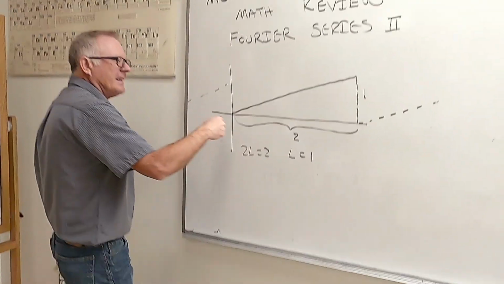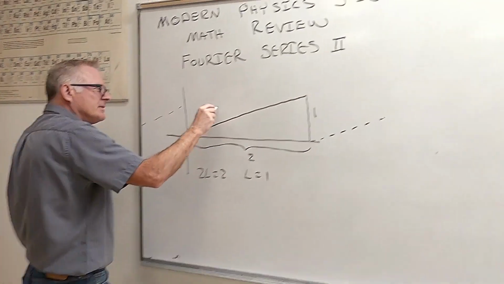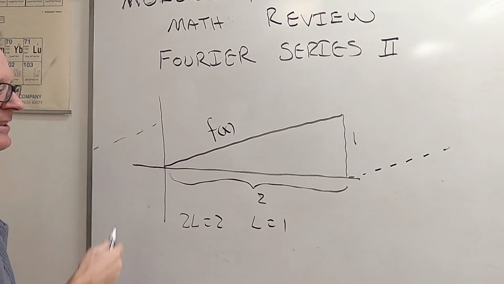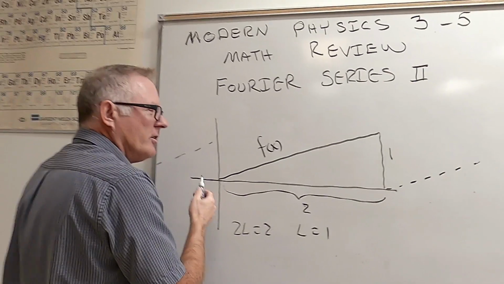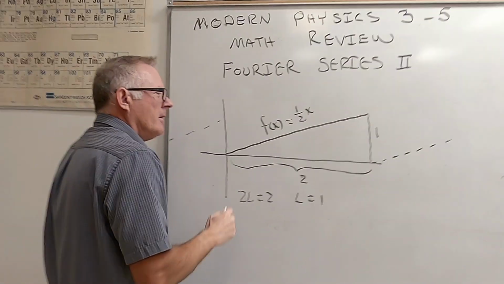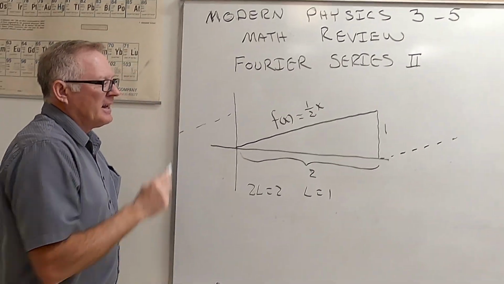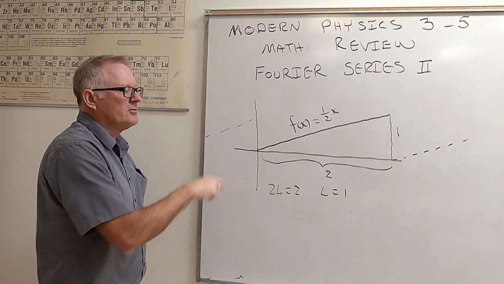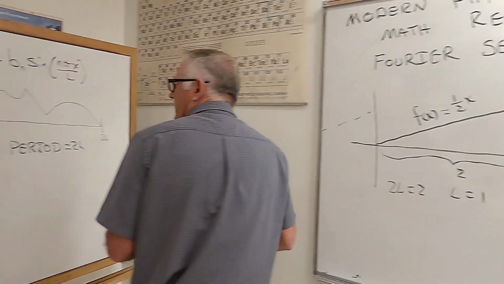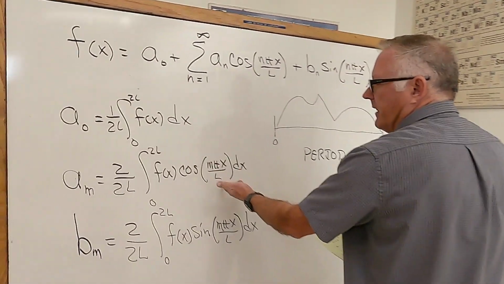And then if I wanted to get the function f of x for this right here, I can just see that the slope is 1/2 and it goes through the origin. So this is just 1/2 x. There's my function, and I want to write this function as a bunch of sine waves. So what do we do? We just need to find these three things right here.